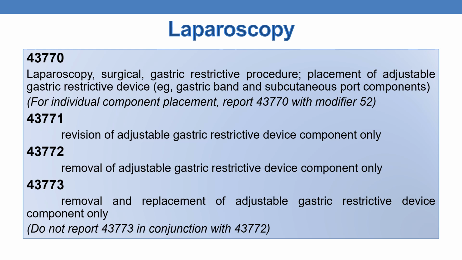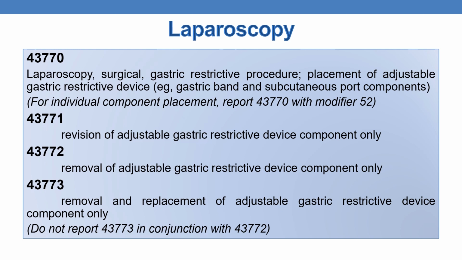Now coming to the first CPT, 43770. 43770 deals with laparoscopy surgical gastric restrictive procedure, placement of adjustable gastric restrictive device, example gastric band or subcutaneous port components. And for individual component placement, report 43770 with modifier 52 to indicate reduced services.